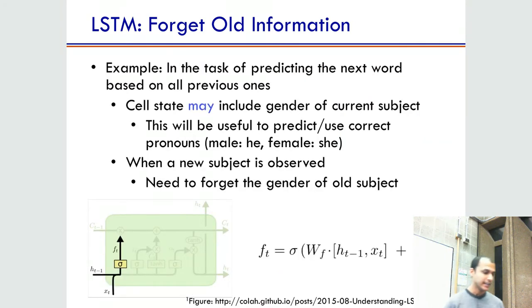Here is an example. The cell state may include the gender of the current subject, and maybe it's useful to predict or use the correct pronoun. Then when a new subject is observed, you want to forget the gender of the previous subject. That's the idea.